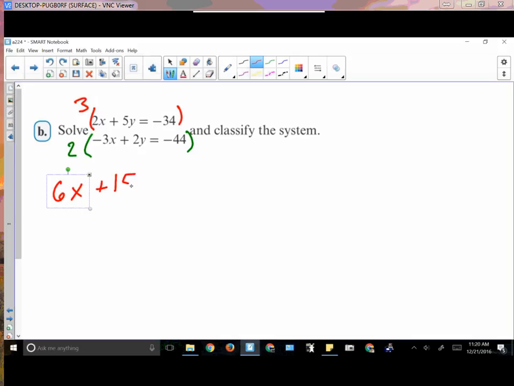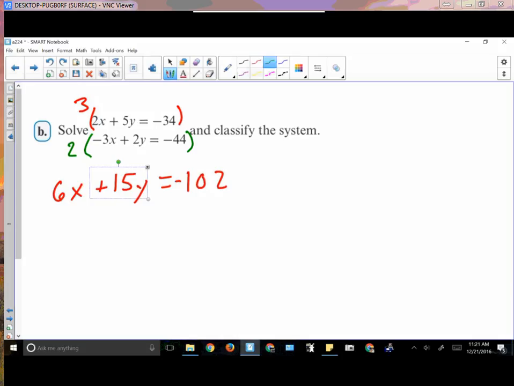So the result here is going to be 6x plus 15y is going to be equal to 81? No, 91. 91 plus 12. 34 times 3, sorry guys. That'd be 102. Yeah, 102. Which would be negative. Remember, when we multiply an equation through by a value, everything gets the same thing.